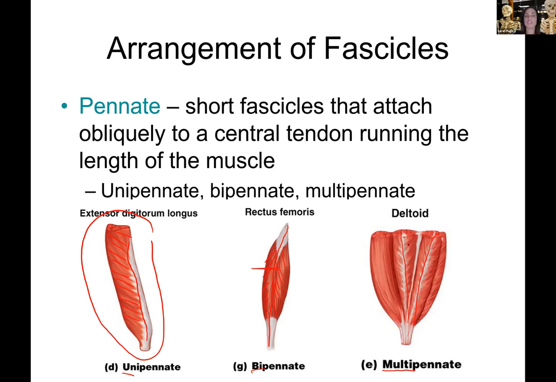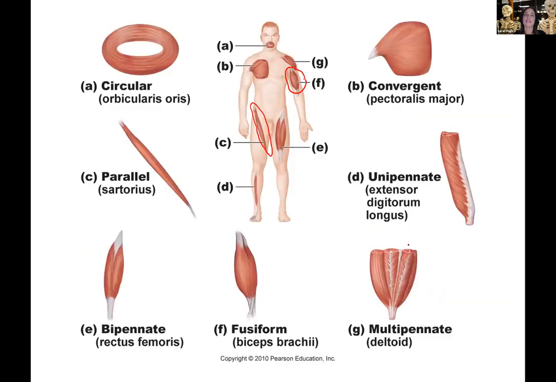Now something that's unipennate very much looks like a feather. And a great example of this is the extensor digitorum longus. They're trying to show it to you over here, but it's down here. Extensor means it's extending back out. Digitorum is your digits, so your fingers or your toes, and then longus, it's a long muscle.